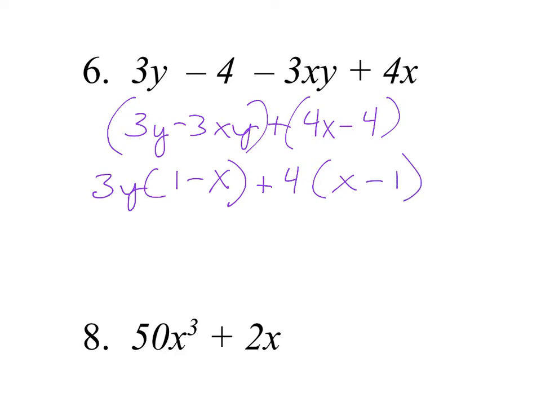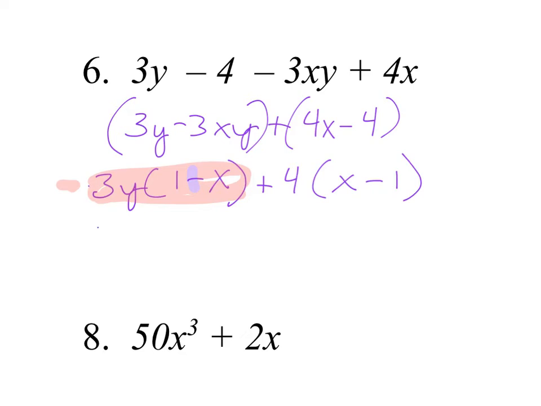Well, I have a small problem. Look at the fact that I've got these backwards. I've got a 1 minus x and an x minus 1. So that means I need to factor out a negative. So I'm going to do that because I like my variables to come first. I'm going to change this into a negative. By putting a negative out front, I will flip the negative in here and flip them all around.